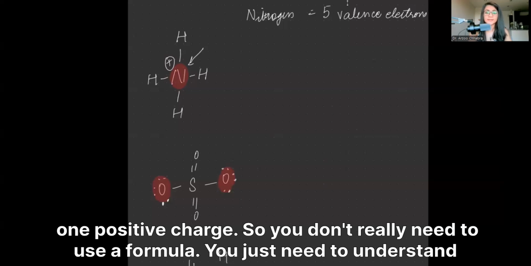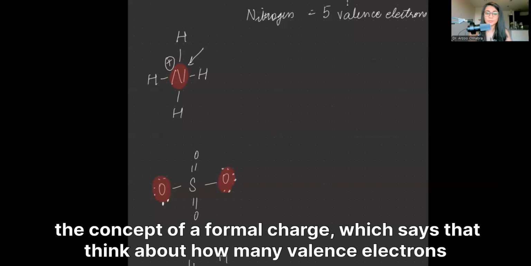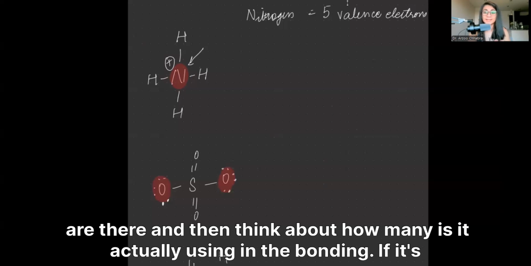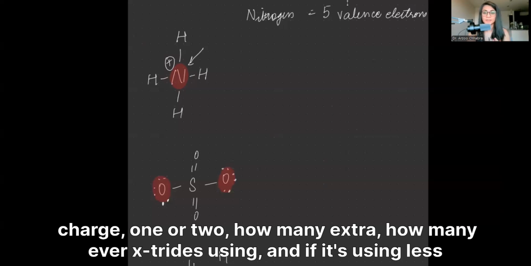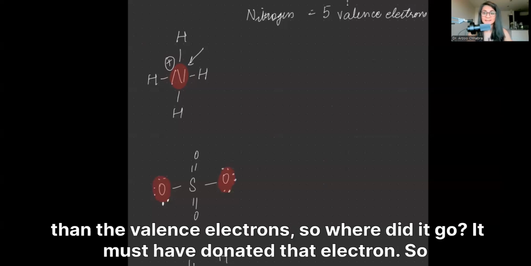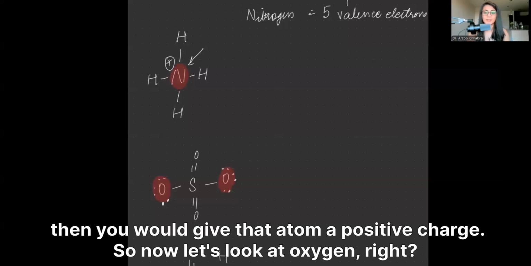So you don't really need to use the formula. You just need to understand the concept of formal charge: think about how many valence electrons are there, and then think about how many the atom is actually using in the bonding. If it's using more, then it must have gained that electron, so you would give it a negative charge, 1 or 2, however many extra it's using. And if it's using fewer than the valence electrons, where did it go? It must have donated that electron, so you would give that atom a positive charge.